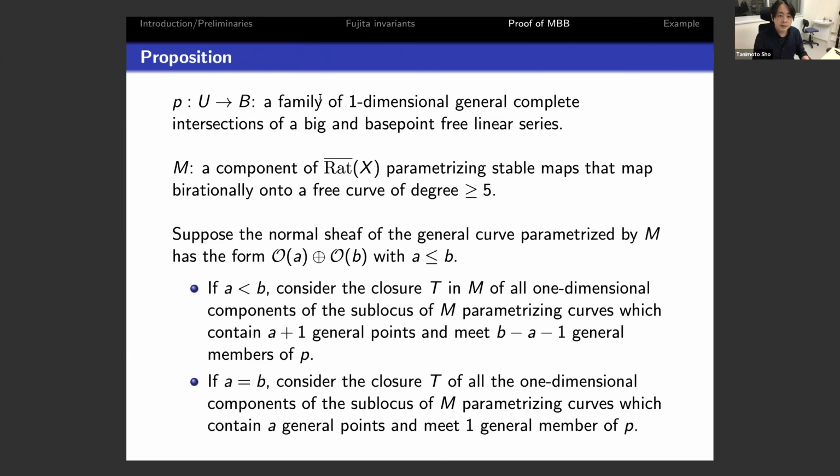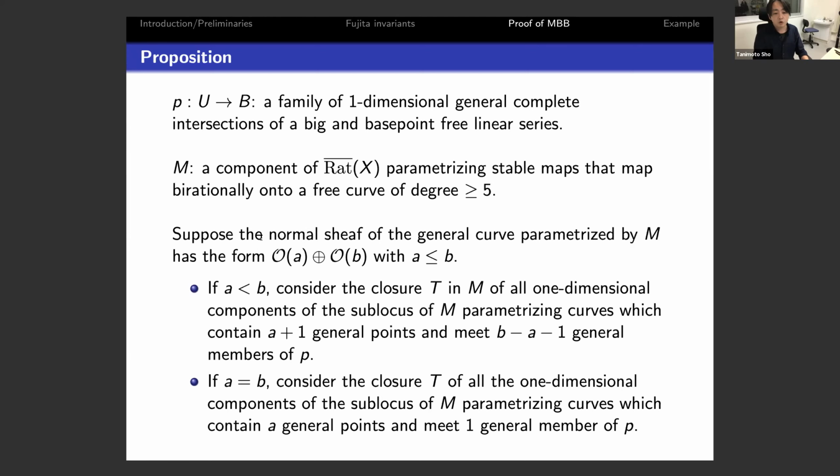But now, suppose we have a family of 1-dimensional general complete sections of a big base point free linear series. So this is a family of general complete sections of a big and base point free linear series, and each fiber is 1-dimensional. And let M be a component parameterizing stable maps that map birationally onto free curves of degree greater than or equal to 5. Then essentially one can prove that a general member of this component is a local immersion. The stable map is a local immersion.